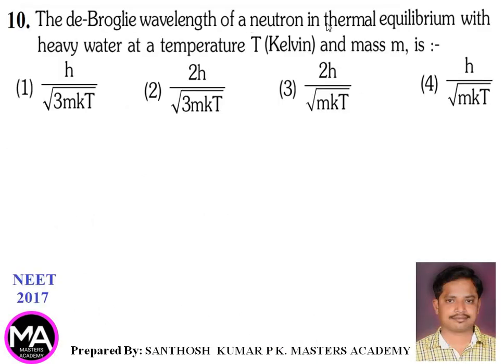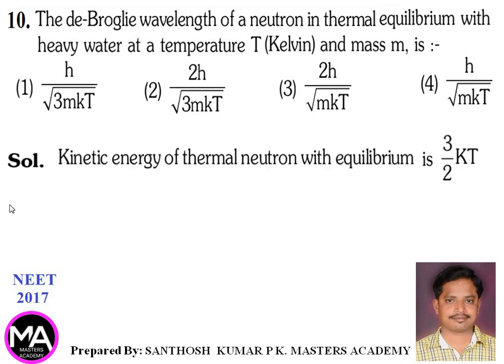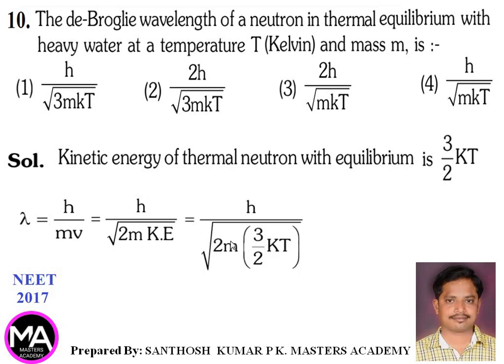So next problem. The de Broglie wavelength of a neutron in thermal equilibrium with heavy water at a temperature T Kelvin and mass m is... 4 options are given. Solution. The kinetic energy of a thermal neutron in equilibrium, we know, is 3 by 2 kT. Therefore, lambda is equal to h divided by p, which is h divided by mv. Therefore, lambda is h divided by square root of 2m into Ek, where Ek is the kinetic energy. Here the kinetic energy is given as 3 by 2 kT. Therefore, h divided by square root of 2m into 3 by 2 kT, the 2 and 2 cancel. You will get h divided by square root of 3m kT. Therefore, the option is the first one, h divided by square root of 3mkT.